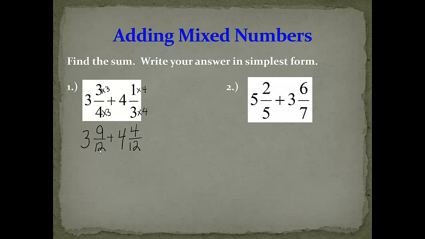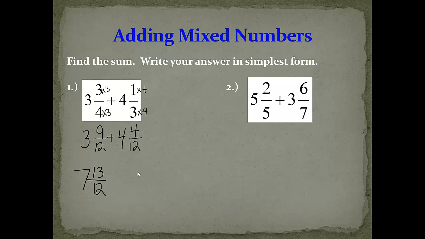Now we can add our fractions. Since we have a common denominator, we add our numerators. 9 plus 4 is 13. So we have 13/12. And then we add our whole numbers. 3 plus 4 is 7. 13/12 is an improper fraction. So we need to simplify 13/12 and make it into a mixed number.